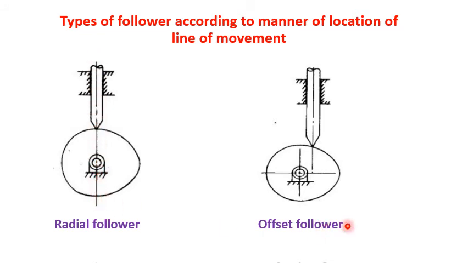In the second case, that is the offset follower, the follower axis is offset from the cam axis by some distance, either towards left or towards right. So there is an offset between the cam axis and the follower axis. We call such a type of follower an offset follower.